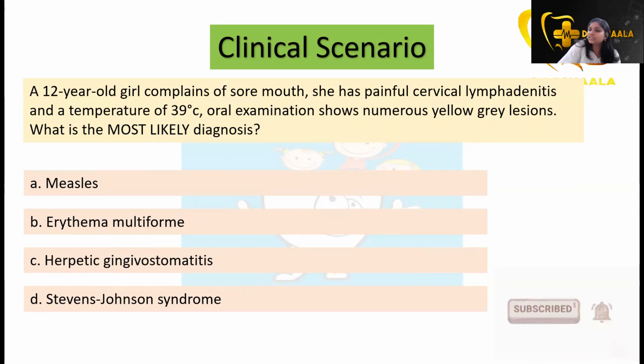Typically, what we have seen is 6 months to 5 years, but it can occur at any age, so it's not a typical barrier. Cervical lymphadenitis is present. The temperature is high. Oral examination shows yellow-gray lesions. So the most likely diagnosis will be, most probably, we can just arrive at a simple diagnosis. We do not go for the remaining because they also have other conditions associated with them. So the simple thing we can go with is herpetic gingivostomatitis. Okay.